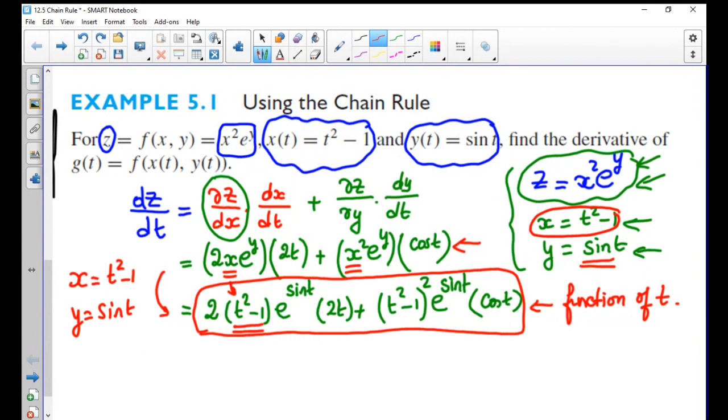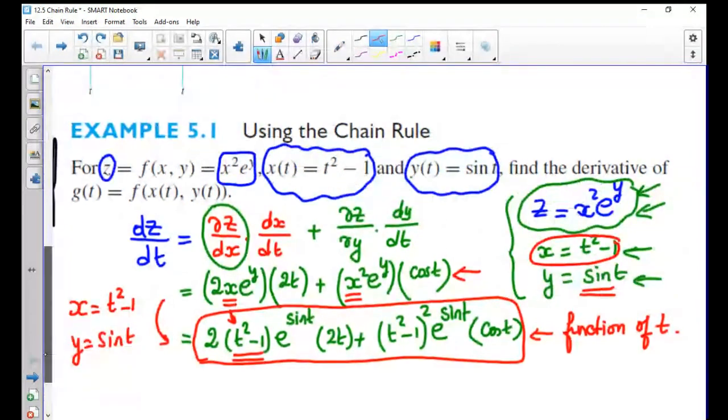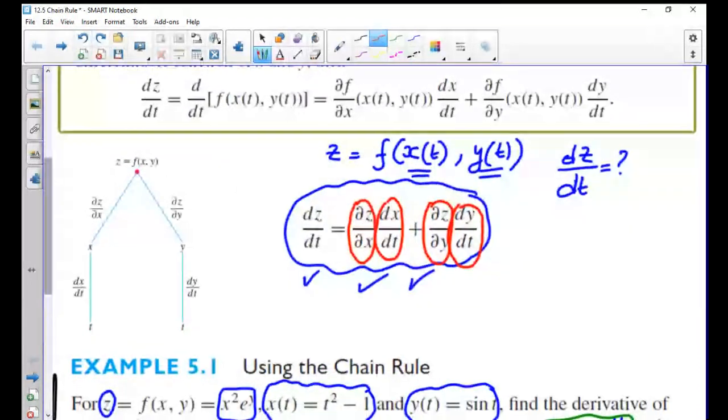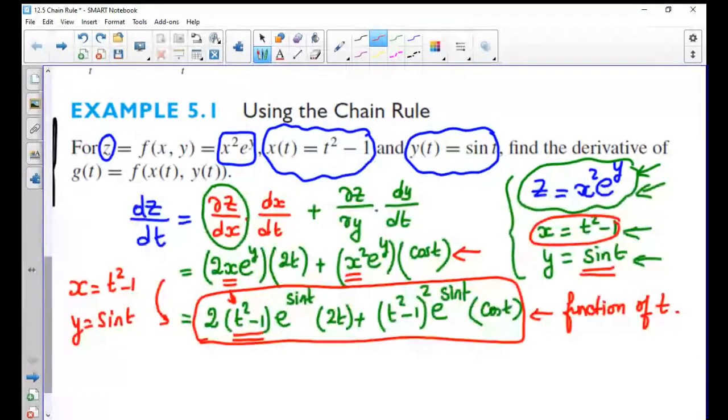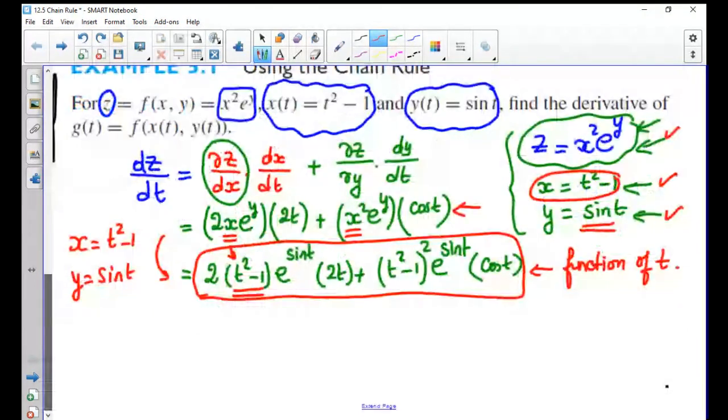So that is basically the chain rule where you have a function z, which is a function of x and y, and x and y themselves are functions of t. So you have z here, you have x as a function of t, y as a function of t. So you want to find dz over dt, then you need to use this formula, the chain rule.